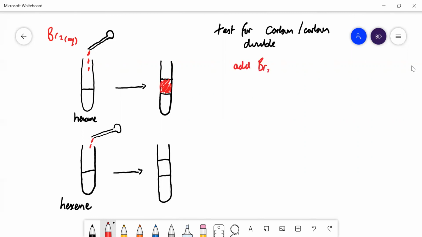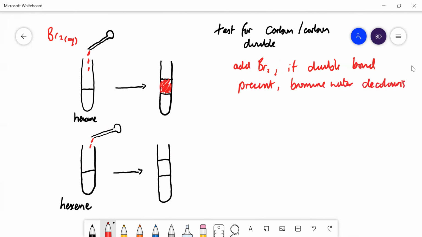If a double bond is present, the bromine water is decolorized. So it goes colorless. It doesn't go clear, it's already clear, it gets decolorized. So it's quite important to say that. I always ask that question in exams.